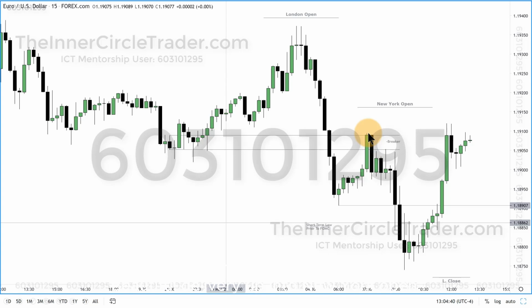Beautiful delivery up into New York open. Breaks down. Optimal trade entry hits the low end of the breaker, or discount low. Price breaks lower and takes out that short-term low prior to FOMC, and then ultimately moves approximately 10 pips below the short-term low prior to FOMC run-up.